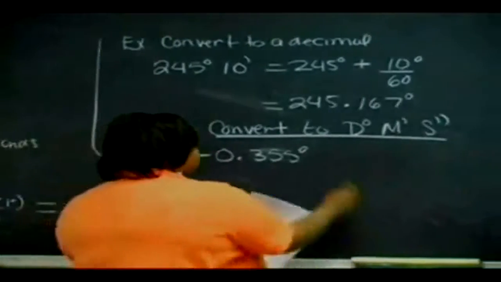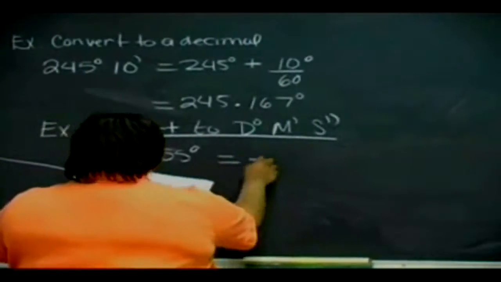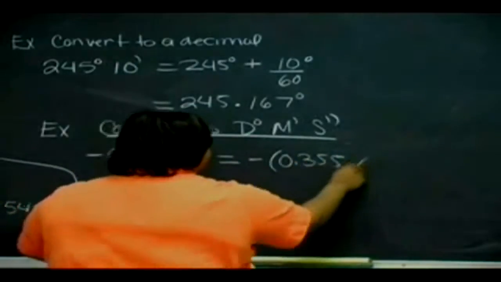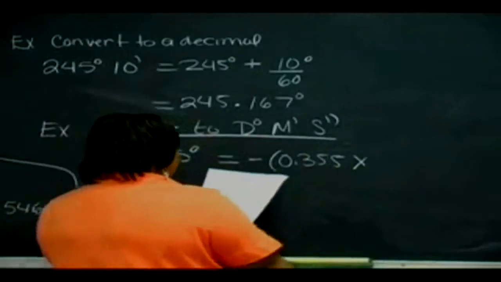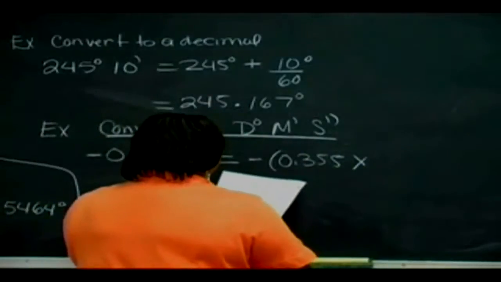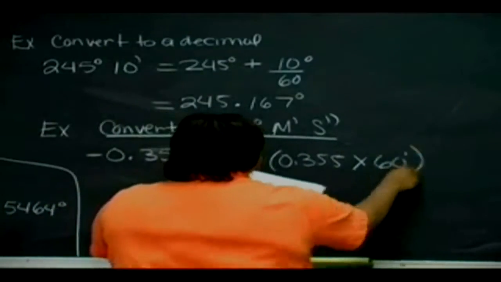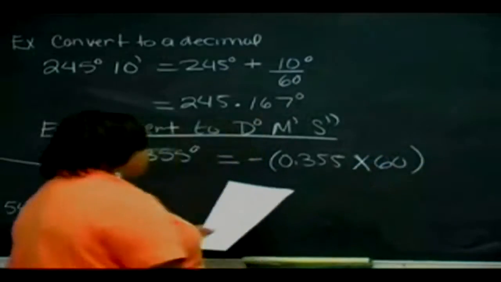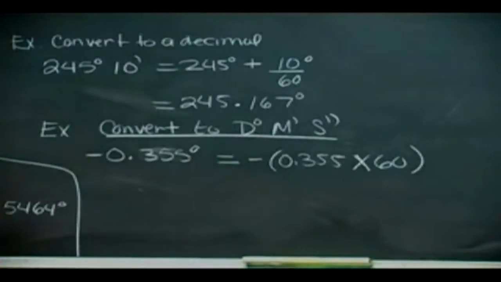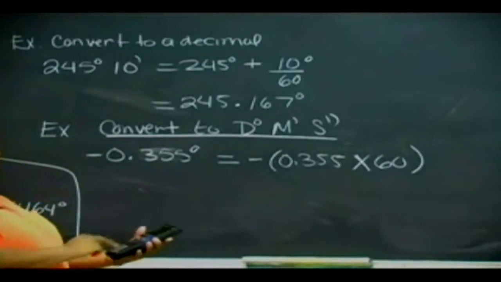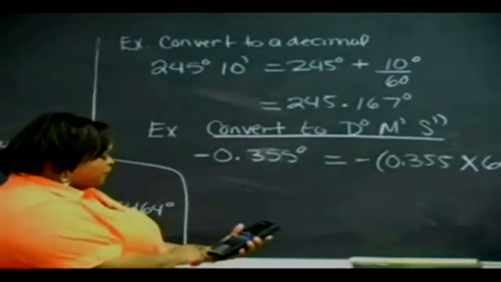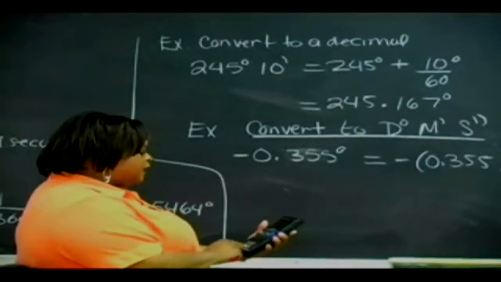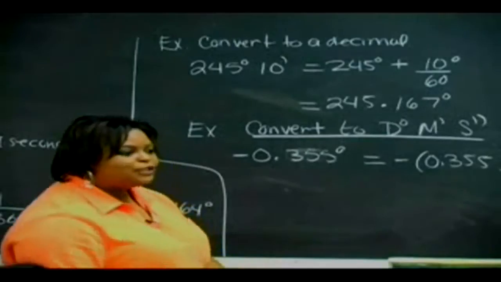Well, I take this negative and put it outside. I have 0.355 and I want to multiply it by 60. Okay? If I multiply that by 60, let's see what we get. I brought my calculator today. If I multiply 0.355 by 60, then I get what? 21.3.